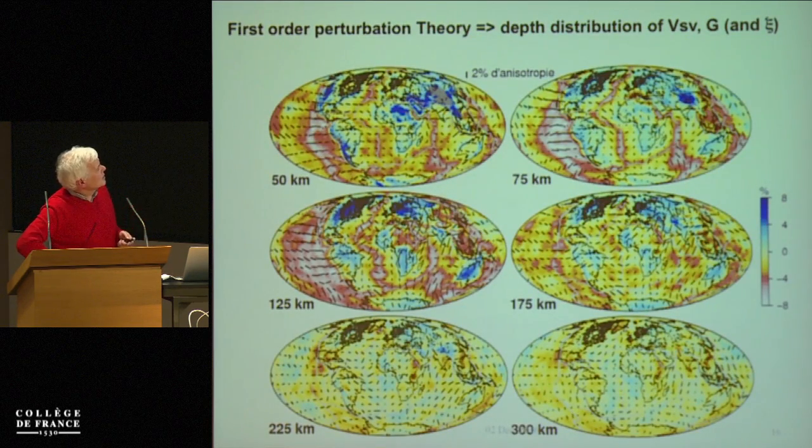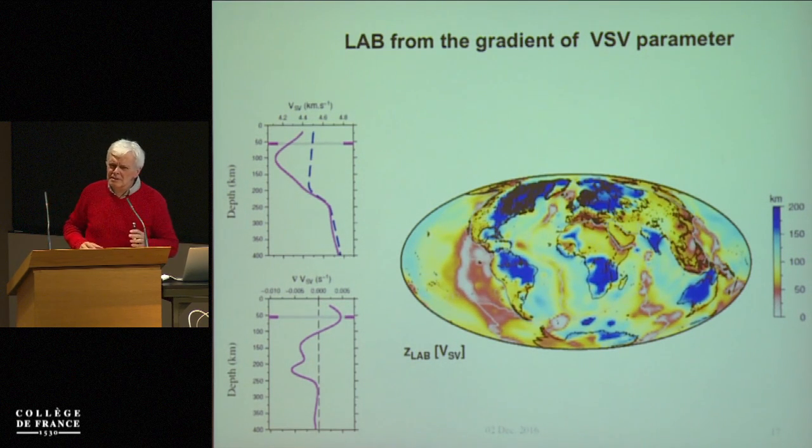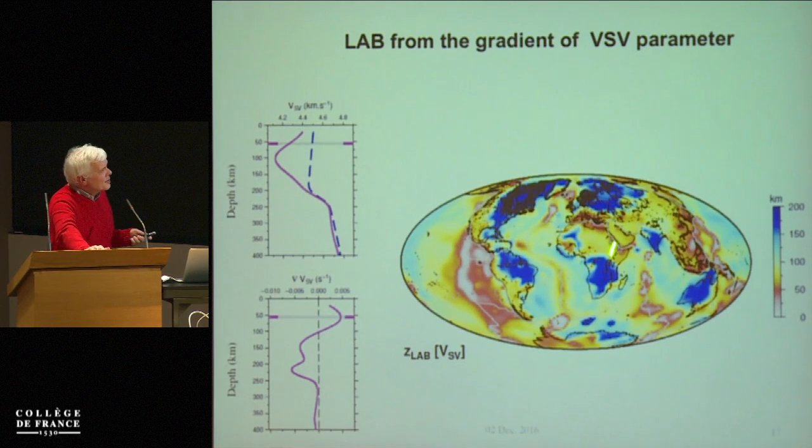For the second approach, first-order perturbation theory, we start from these maps, and we calculate the gradient everywhere for velocities and for radial and azimuthal anisotropy. What we find for VSV velocity is the same kind of map as we got previously, so the same distribution of the LAB, except that the depths are larger. For example, for continents we now find depths down to 250 kilometers in many continents, and it is always deeper than for the isotropic inversion.